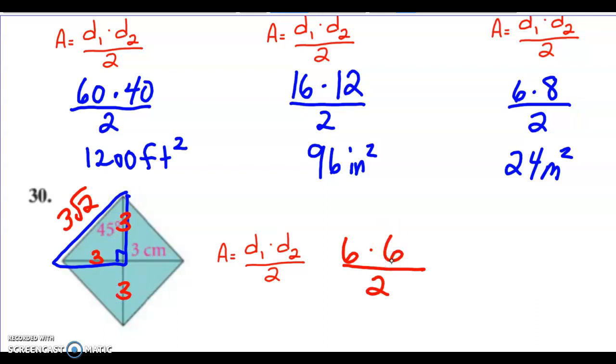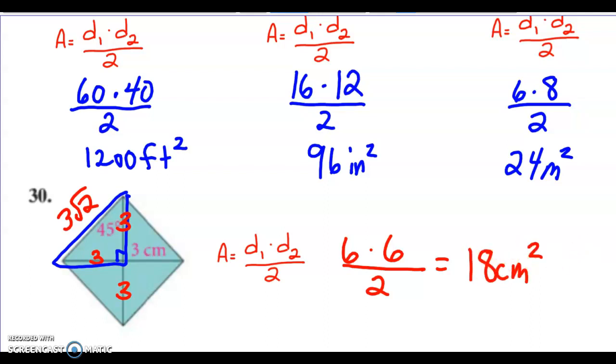And again, you're wanting to know how long, so you are adding them together, right? 3 plus 3 is 6. 3 plus 3 is 6. So now diagonal 6 times diagonal 6 would be 36. Divided by 2 is 18 centimeters squared. Okay? All right, so those are rhombuses.